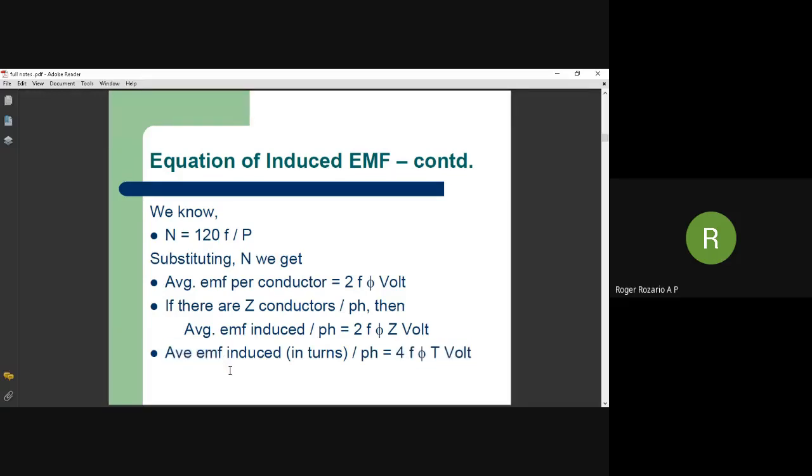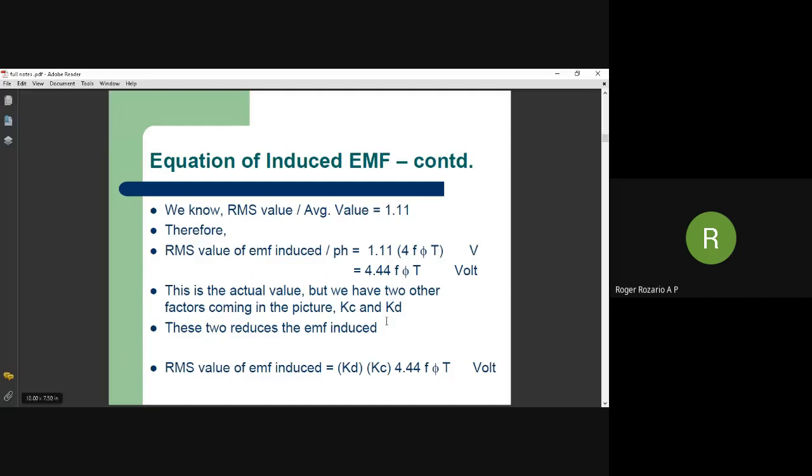How will you calculate the RMS value of the induced EMF? You multiply the average value by the form factor, and you will get the RMS value. So we stopped with this 4.44 F phi T. Hope you remember this equation. The EMF generated out of the armature is 4.44 F phi T in magnitude, and the frequency of this induced EMF is F equal to Pn by 120.